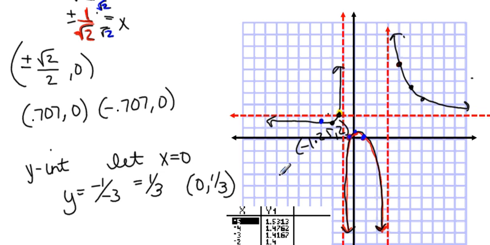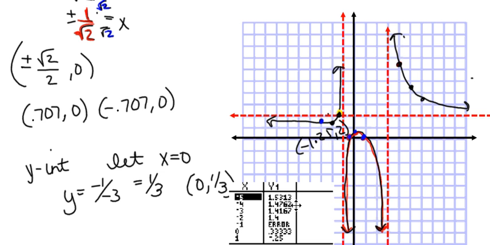I plugged in x values, looked at my table on my calculator, and filled in a couple more points to actually complete that graph. And then I did the same thing for the right branch. I looked at x equals 4, 5, and 6 and found those accompanying y values.